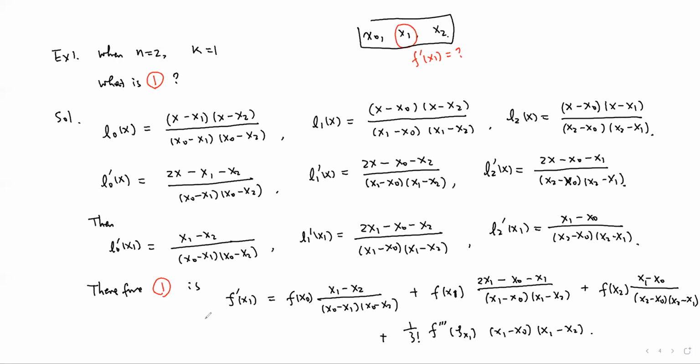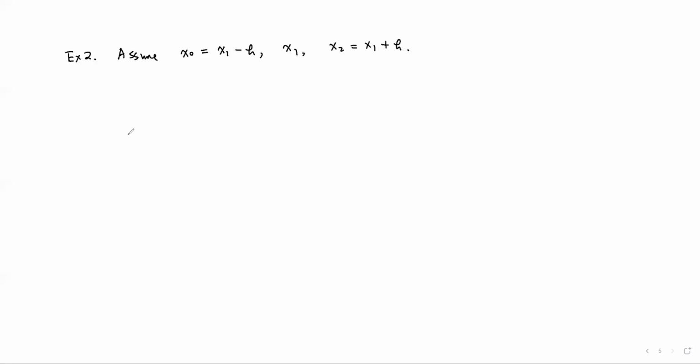Now, second example, I assume the three nodes are equally spaced. Example 2, assume x0 is x1 minus h, then x2 is x1 plus h. Then this equation, let me call this equation 3. Equation 3 is, in this example, I assume the three nodes equally spaced.